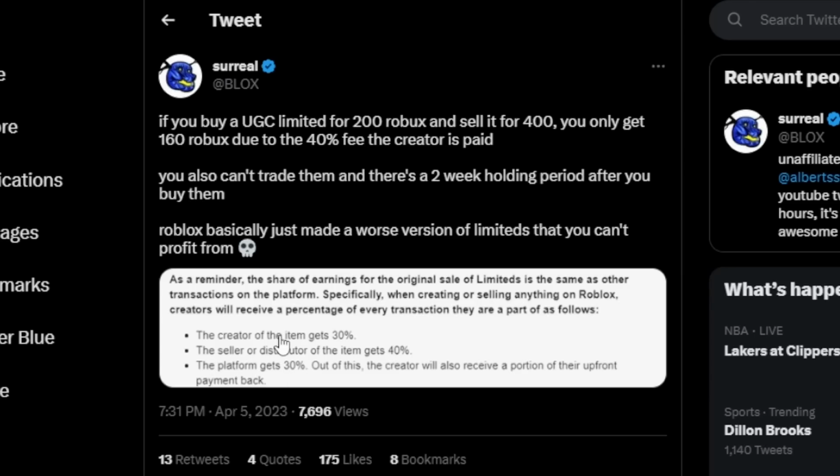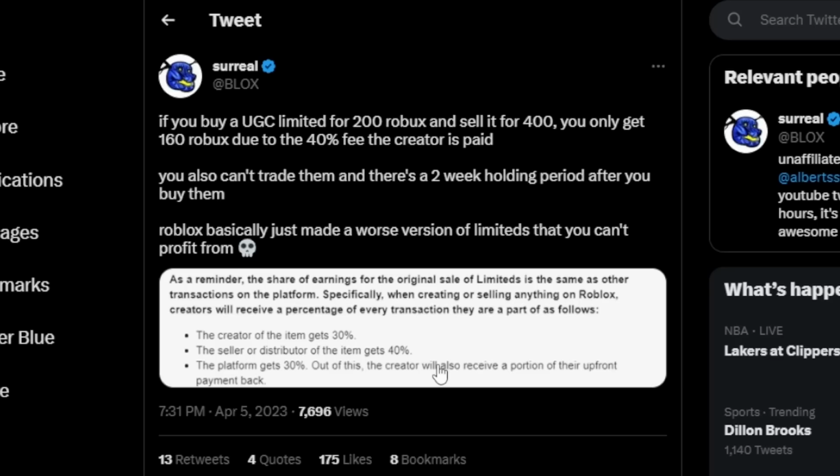And now there's an additional 30% tax that goes to the UGC creator. So 30% to Roblox, 30% to the UGC creator, and only 40% to the actual person who buys the item. That is so bad. When you sold Limiteds, you would get 70%, but now you only get 40%. That's almost half of that.